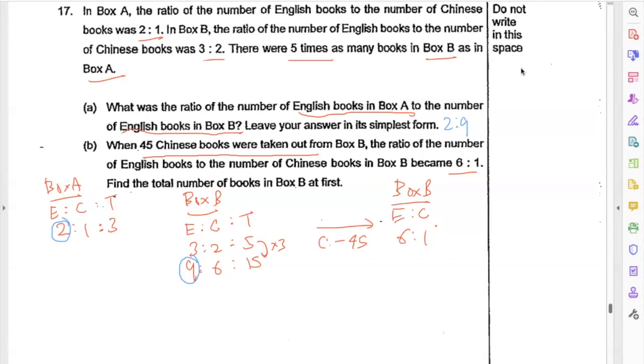So let's continue. Let's make 9 and 6 the same. Before we make it the same, let's simplify this ratio. Simplify, I get 3:2, 5. All right. So make it 6 times 2. So now I have the English books the same.